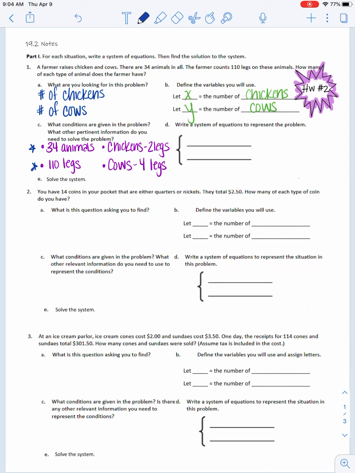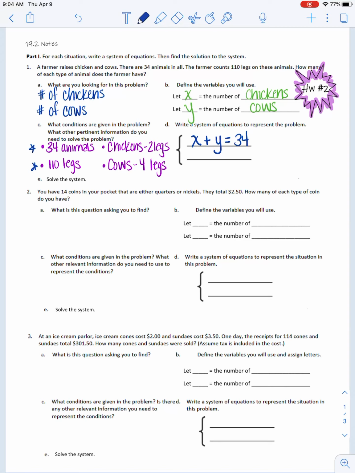Each one of these constraints has to be portrayed in an equation. If I know I have a total of 34 animals, then if I add up the number of chickens and the number of cows, I should have 34. So we have variables, x that represents the number of chickens and y that represents the number of cows. When I add those together, I should get 34 animals.